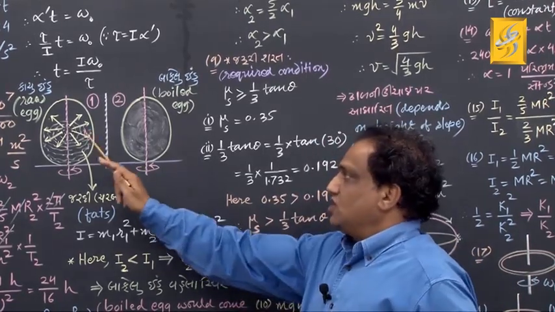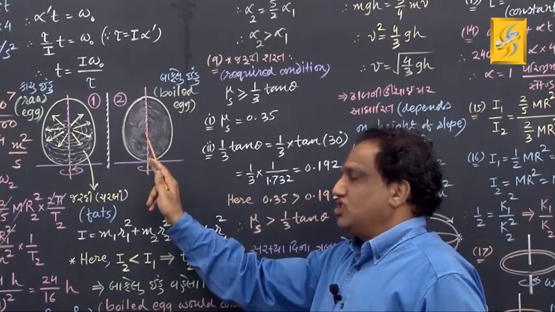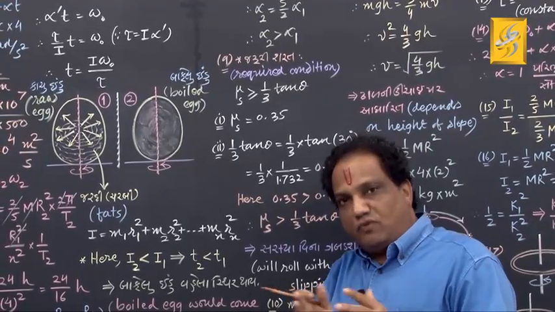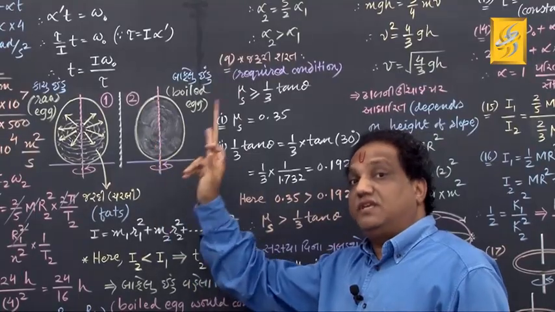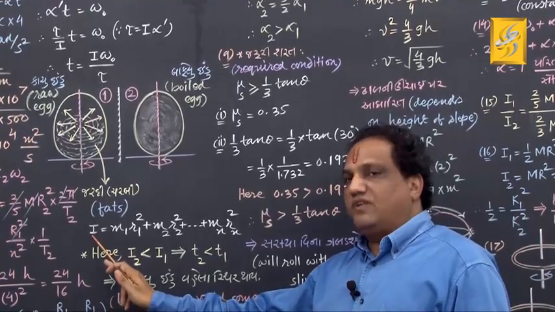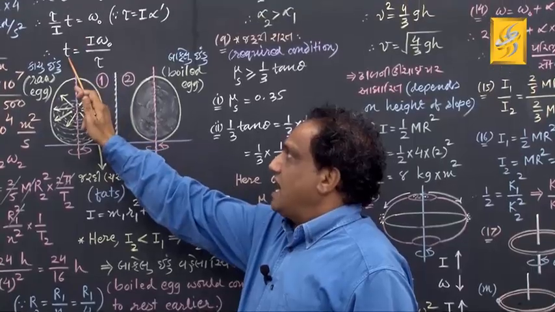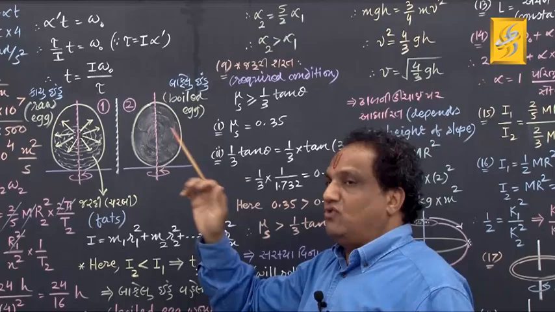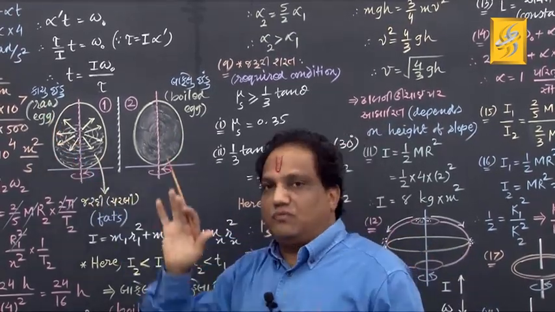Come on. Instead of raw egg, now if you take a boiled egg, then in the case of a boiled egg, the fatty substances are in the form of solid state and they do not move away from the axis of rotation. When the particles of these fatty substances in the boiled egg do not move away from the axis of rotation, its moment of inertia comparatively will be less. When moment of inertia is less, then the time taken to come to rest will also be less. So boiled egg would come to rest first, and later this raw egg will come to rest.